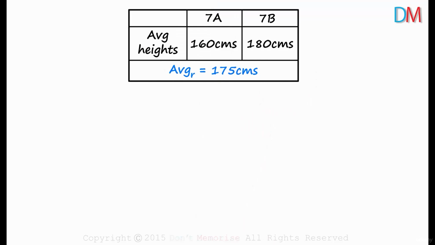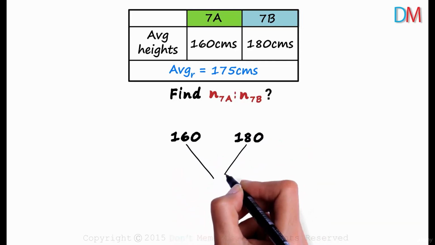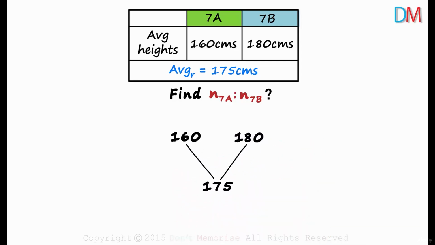Let's quickly try one example with this technique. This is the data we have been given, and we need to find the ratio of the number of students in 7A to the number of students in 7B. We have the average heights of the students in 7A and 7B, and we have the overall average height of all students of class 7 as 175 centimeters. How do we find this ratio? As we need to find this ratio, we use the approach we just saw. The two averages are 160 and 180, and the resultant average is 175 centimeters.